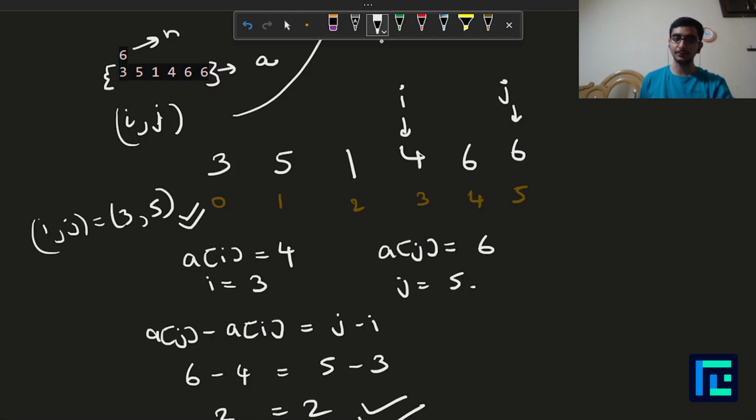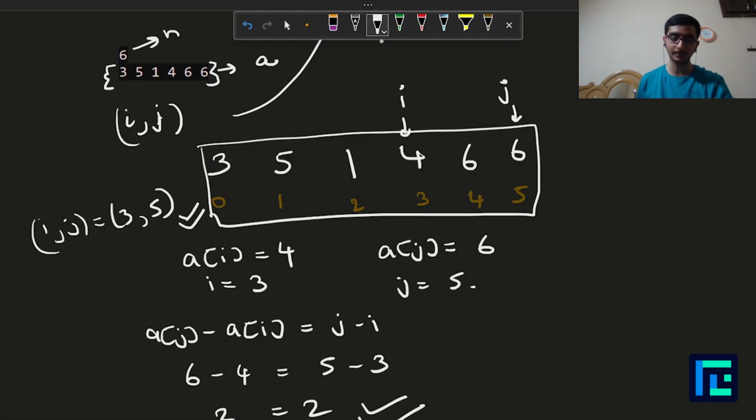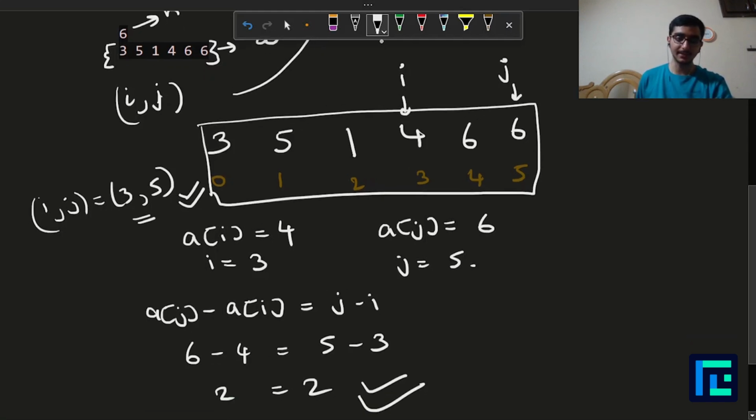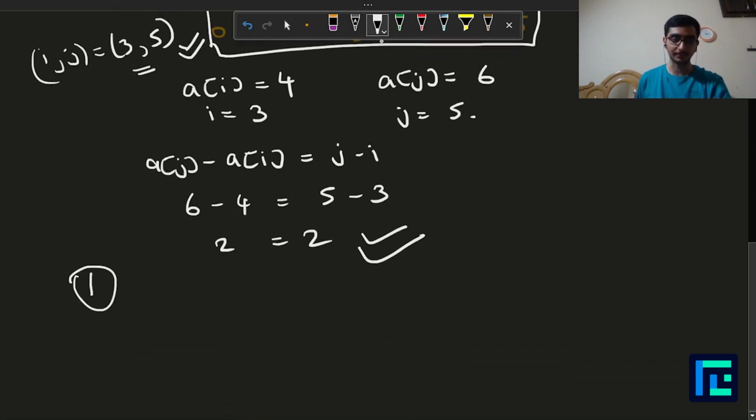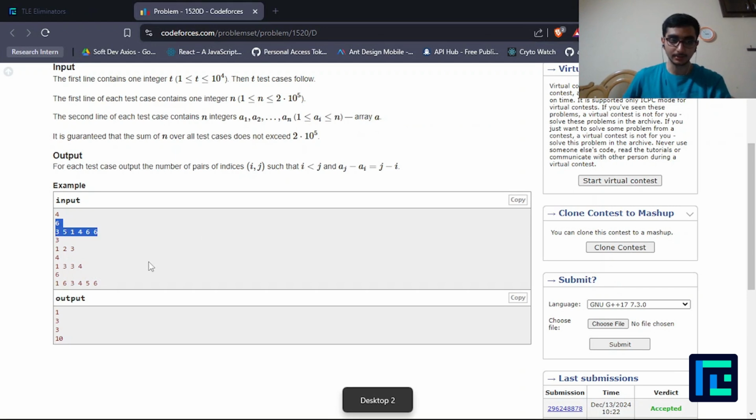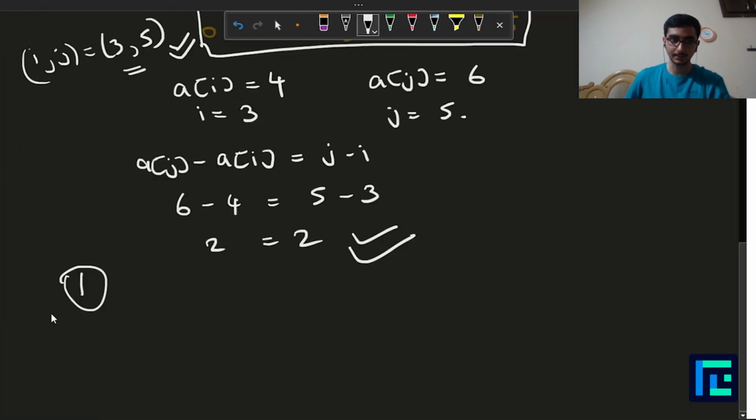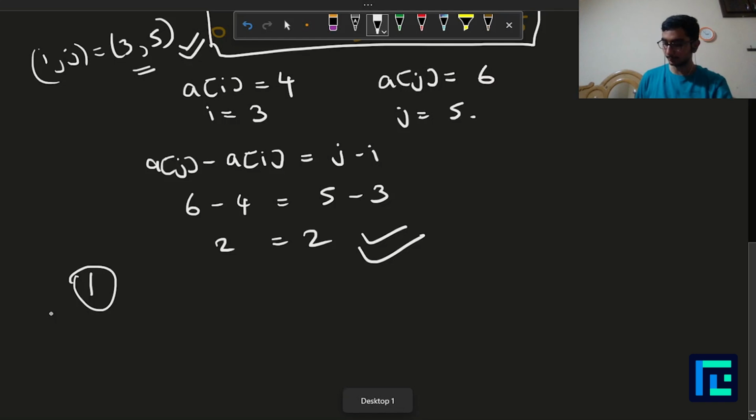And if we check carefully, we will not be able to find any other pair apart from this 3 comma 5 which satisfies both our conditions. So in this case, our answer would be 1. And if we check it with the answer given, yes, the answer is indeed 1. So this is our problem.